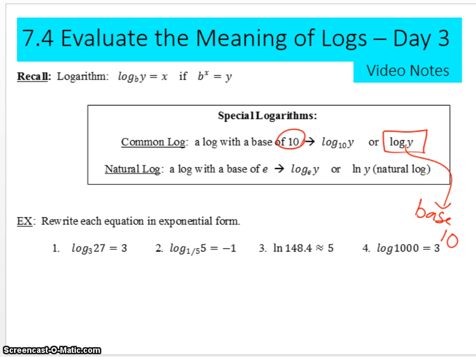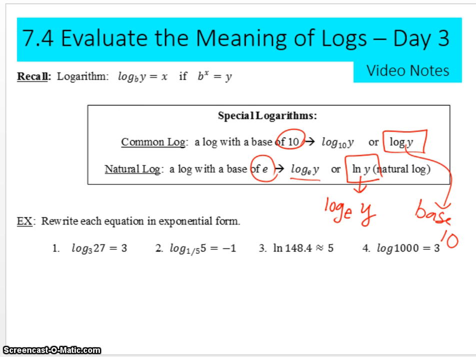Then we also have something called the natural log. The natural log is a base of e. So log base e of y, you'll never see it written like this. You'll see it as ln y. That's the natural log. At the beginning, if it helps make you more comfortable, you can write log base e of y, because that is the natural log. So every time you see ln, you should know that that is a base of e.